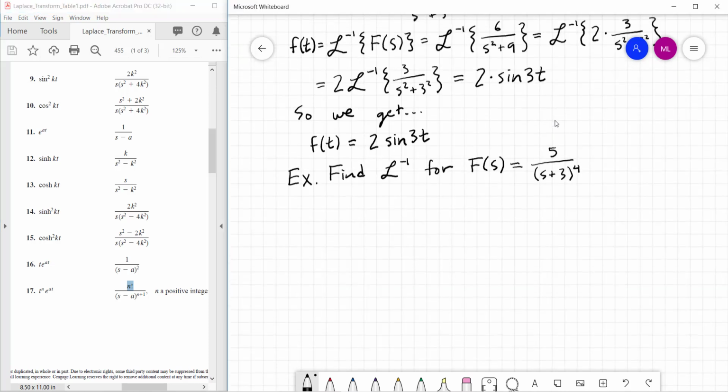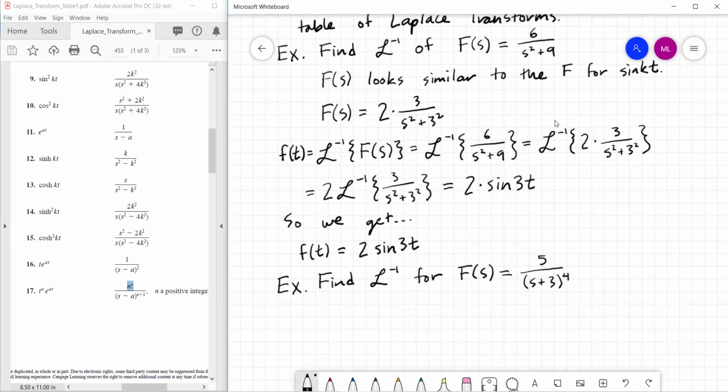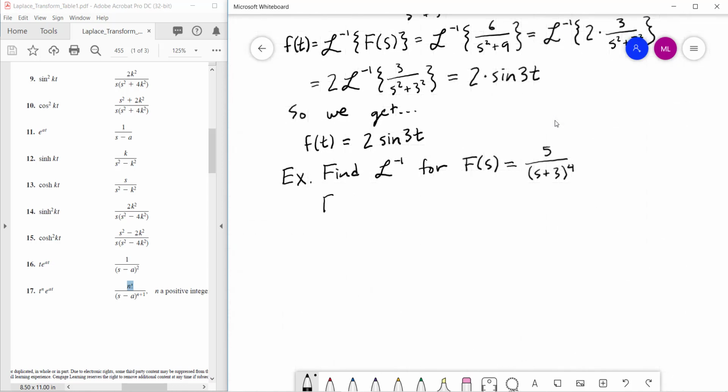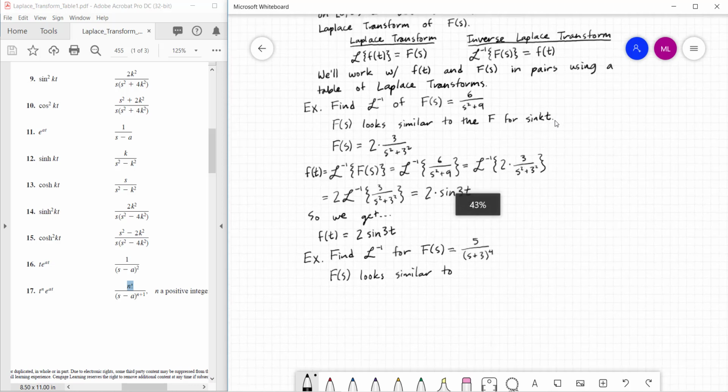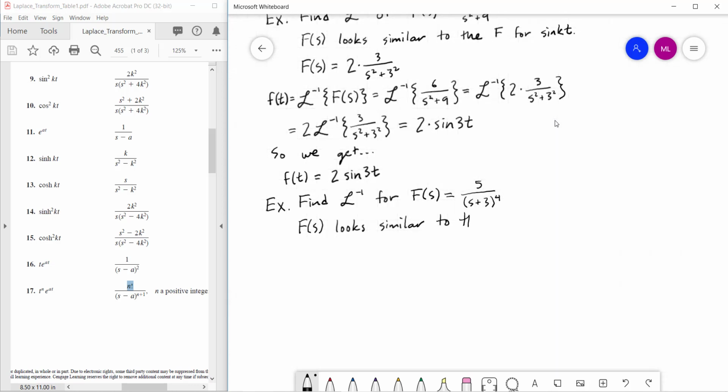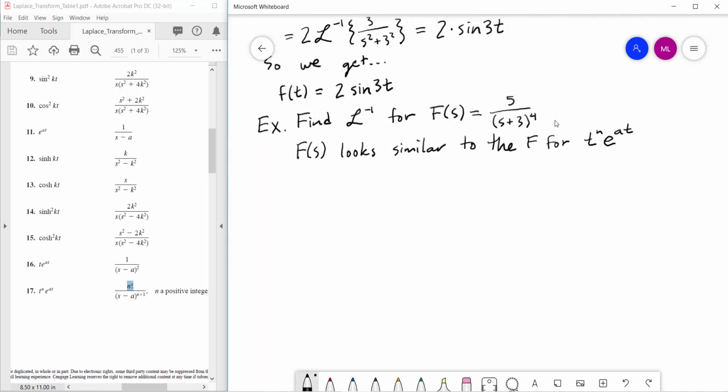So again, what we recognize is that f of s looks similar to basically the Laplace transform. Let me try to get my notation for the f. So it looks similar to the f for t to the n e to the a t. So I'm suspecting we're going to get something similar to this. So all I need to do is make ours look like this.